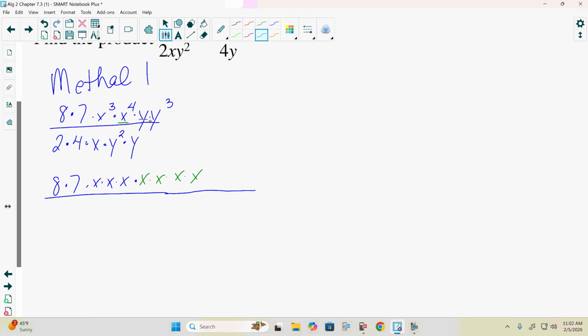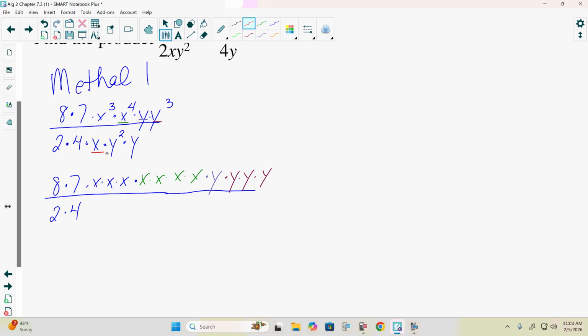Then we have our y term here, and we just have one of them. And then y to the third, we have 1, 2, 3. So method 1 is just we break it up into as simplest terms as possible on top. And we're going to do the exact same thing on bottom. Because we'd have 2 for 2, because that's prime. 4 would be 2 times 2, and go from there.